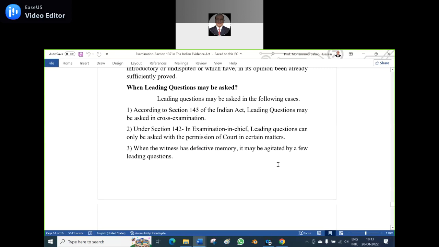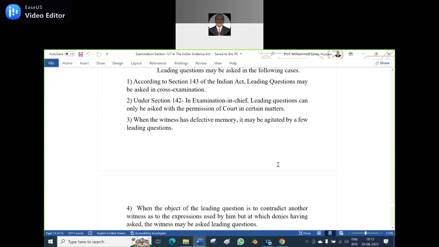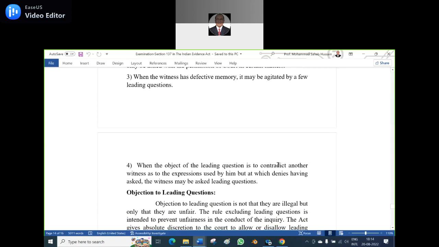Of course, if it is objected to, the discretion lies with the judge to either sustain or overrule. Under section 142, in examination in chief, a leading question can only be asked with the permission of the court in certain matters. Third, when the witness has a defective memory, it may be aided by a few leading questions, but with the permission of the court again.